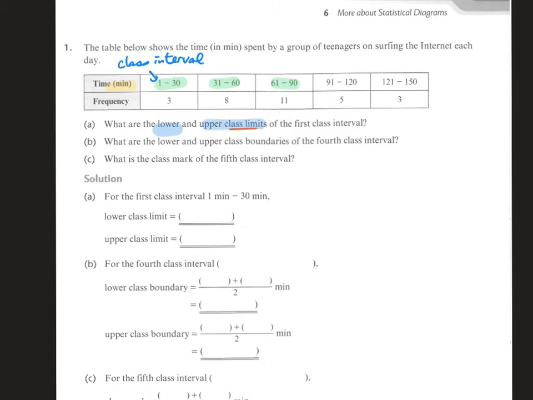Okay, especially underline the word class limit, because you're talking about the first and the last number, the smallest and the largest number, which refer to lower and upper class limits respectively. So that's why 1A is a very simple question. Lower class limit will be 1 minute, while upper class limit will be 30 minutes.